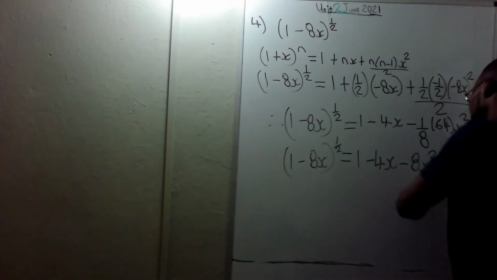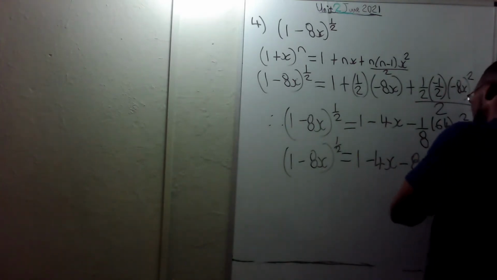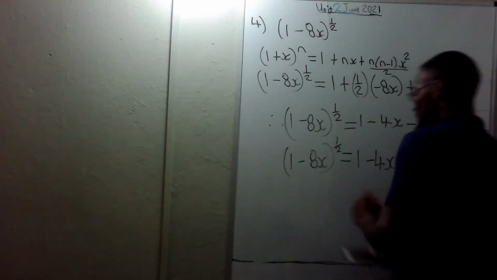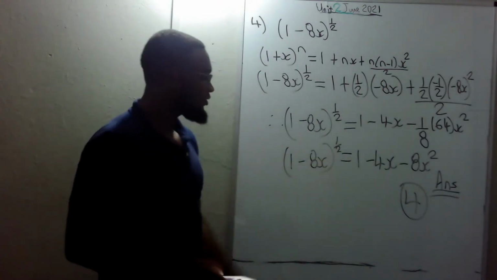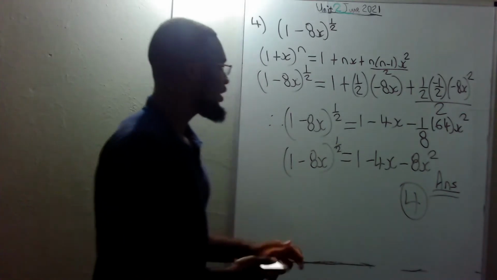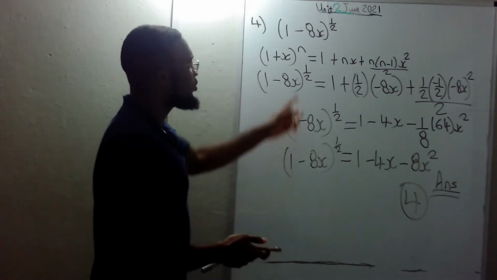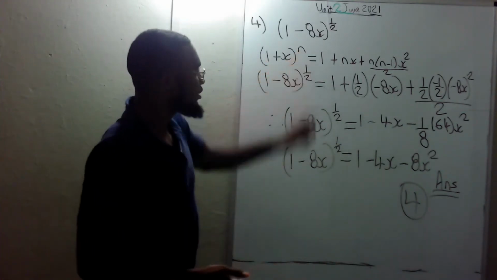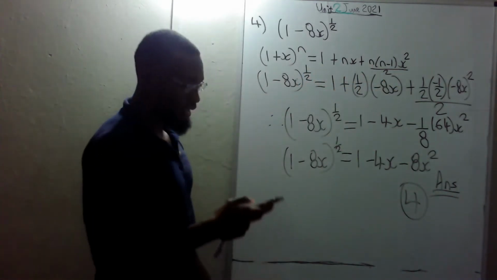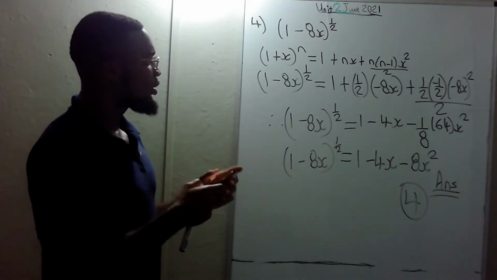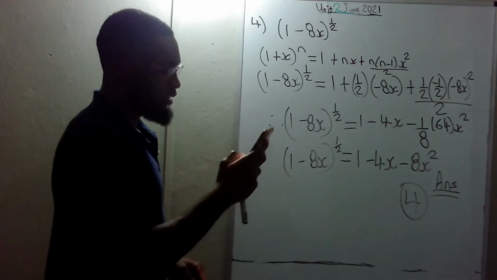That's it. Nice. That's 4 marks. So that's it right there: (1 minus 8x) to the half is 1 minus 4x minus 8x squared. And all you had to do was remember this formula: (1 plus x) to the n is 1 plus nx plus n times (n minus 1) x squared over 2. Nice. Alright.